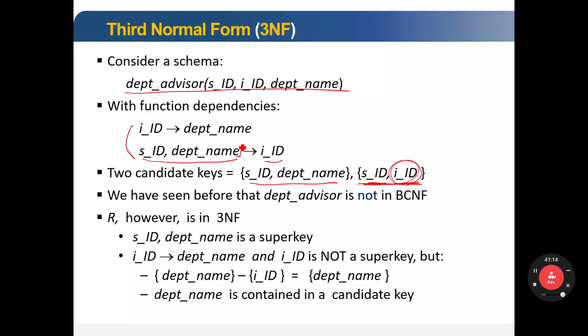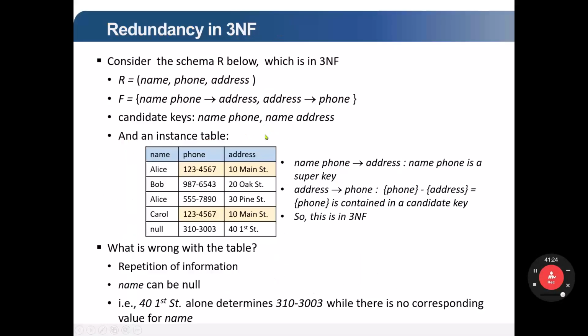Anyway, so this left side is super key, this is not. But since this department name is a prime attribute, we don't need to decompose. That's the idea. But as you can see from this example, a table that satisfies the 3NF condition may have some redundancy.